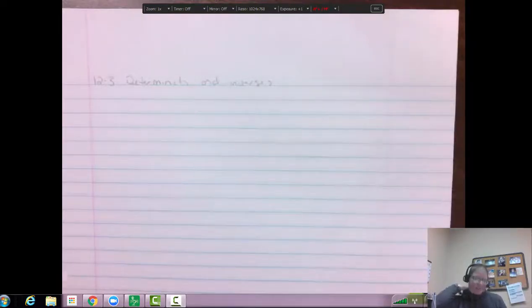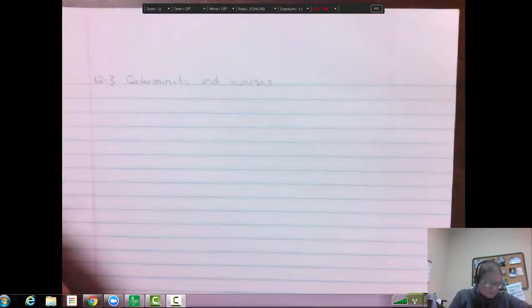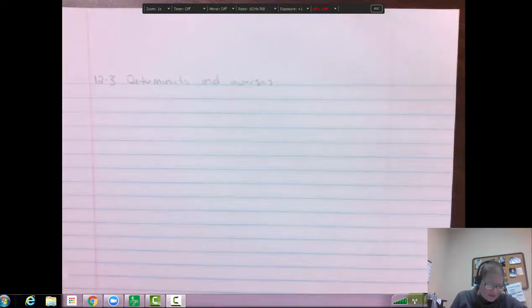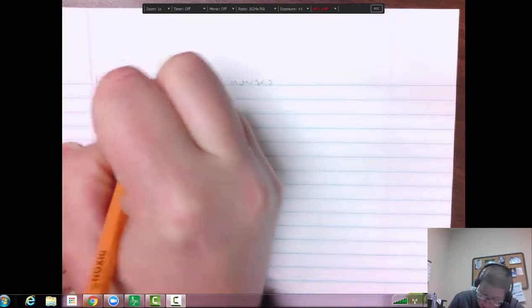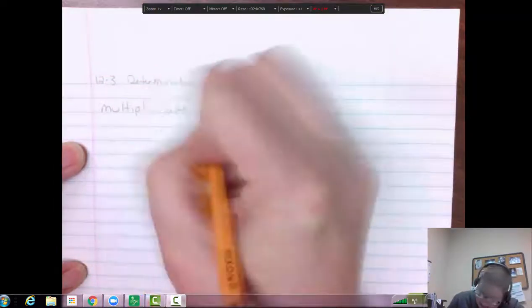All right, so for some reason each of these steps takes a little longer, but we're going to go over determinants and inverses of a matrix. First of all, let's look at what a multiplicative inverse of a matrix looks like. So let me write that. Multiplicative just means multiply. Multiplicative inverse.